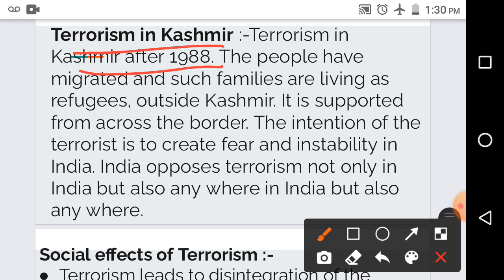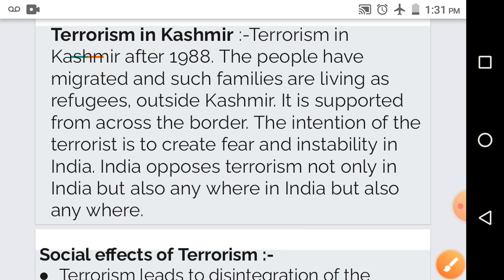Terrorism in Kashmir is supported from across the border. The intention of the terrorists is to create fear and instability in India. India opposes terrorism not only in India but anywhere, in whatever form and at any time. In order to end terrorism, the soldiers of India have accepted martyrdom.